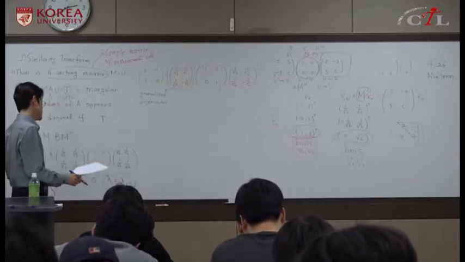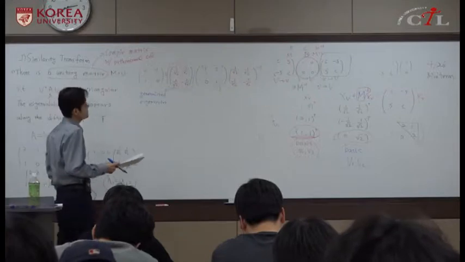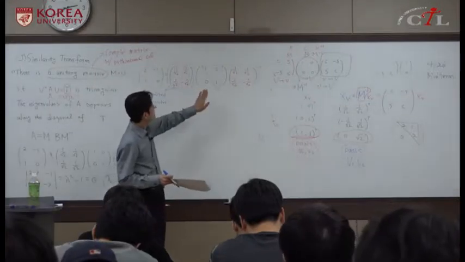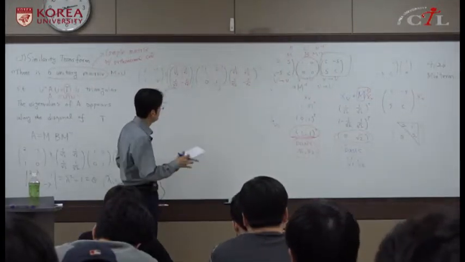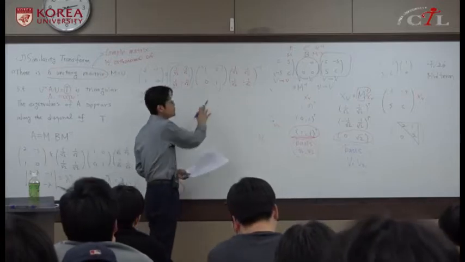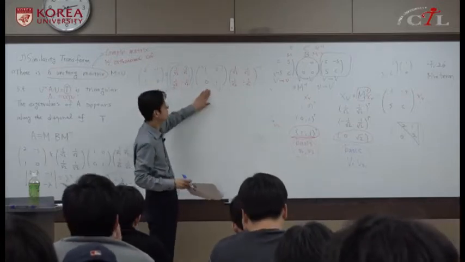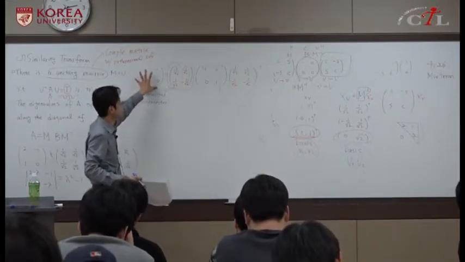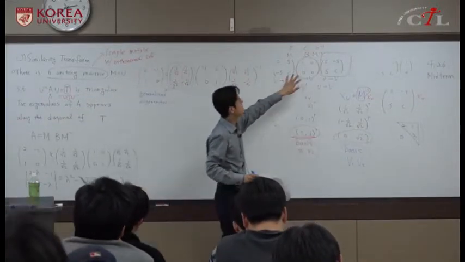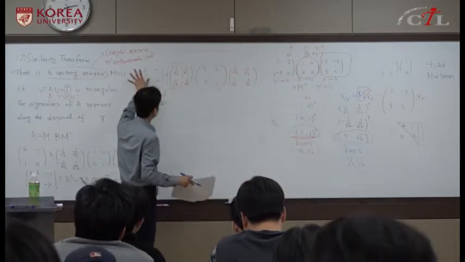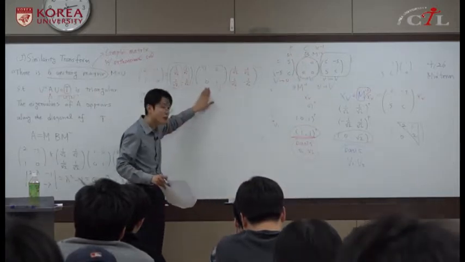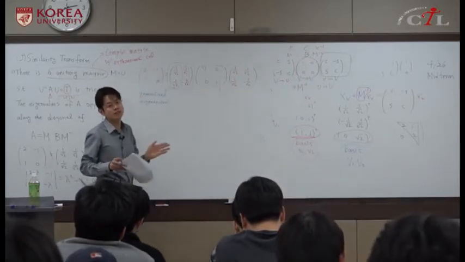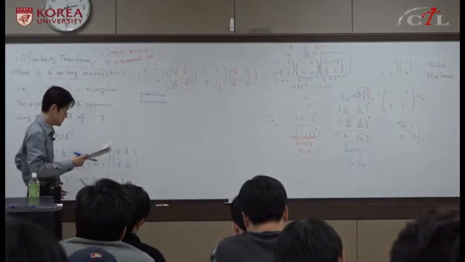Then you may ask a question: when is it possible to make a diagonal, and when is it impossible? For what kind of matrix A can we make a diagonal like this? And for what kind of matrix do we have to settle for a triangular form? We need to have some kind of decision rule.